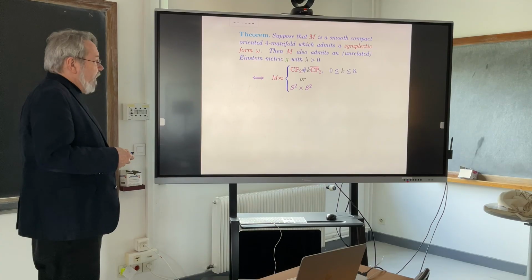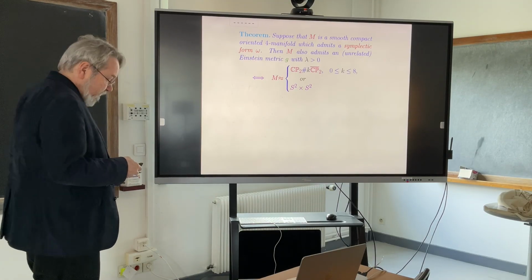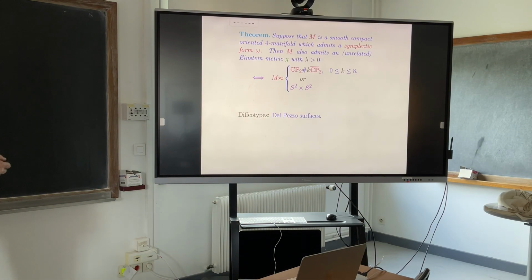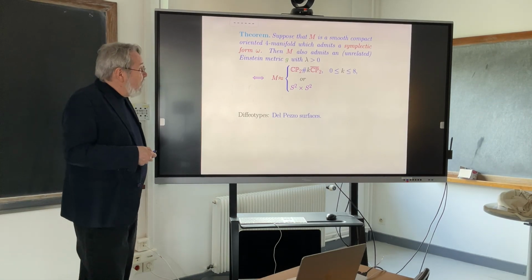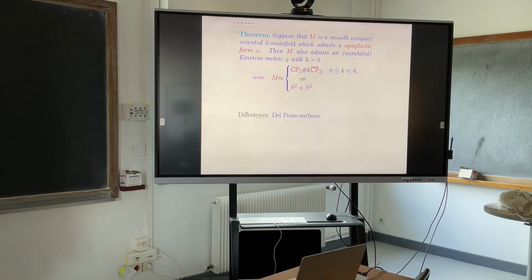And B plus is 1. Or the other possibility is the spin manifold S2 times S2. So again, this is the set of diffeotypes. These all arise as complex surfaces. And in terms of what we have to prove here, there are two different assertions.